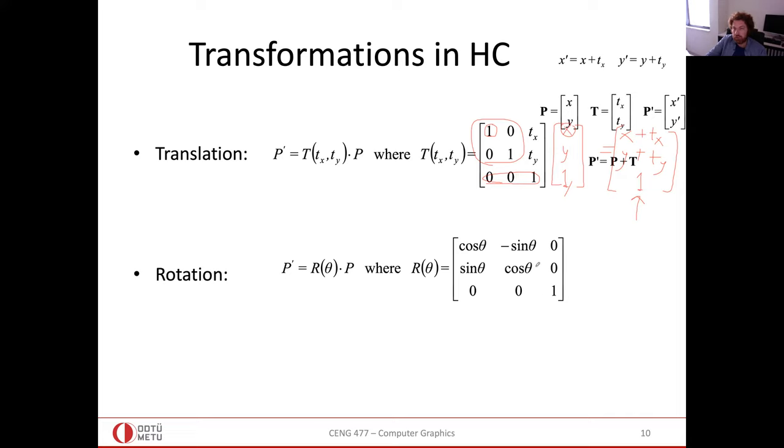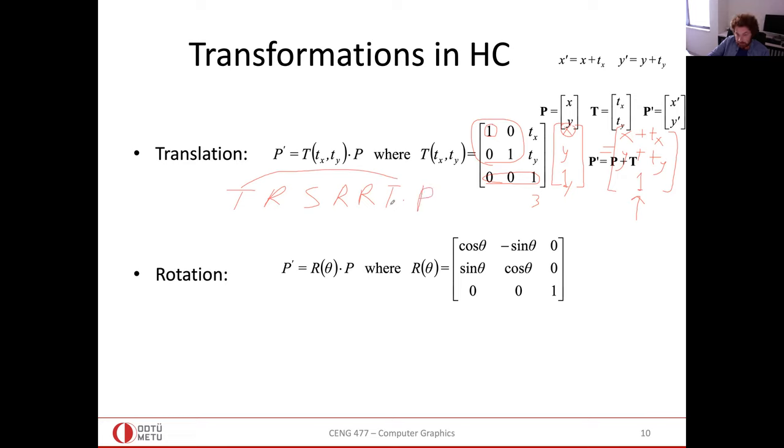I don't need homogeneous coordinates for rotations, but I want to keep everything 3 by 3, because later on, as we will see in a second, I will multiply translation by rotation, and maybe later by scaling, and maybe I will do another rotation, then do another translation. So I want to do all these transformations in order, and I will apply them to my point P.